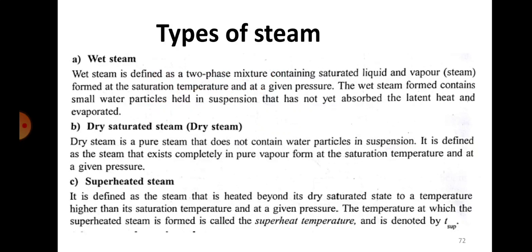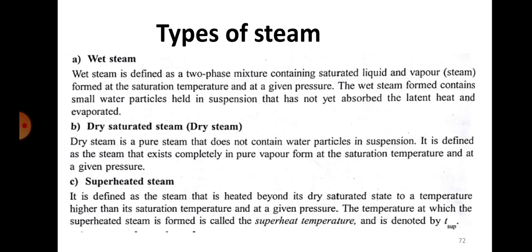Okay, next is dry steam or dry saturated steam. Dry steam is a pure steam that does not contain water particles in suspension. Very simple. So it is a steam which does not contain any water particles in it. Only then you call it dry steam. If it contains even a little bit of water molecules, it's still called wet steam only. Even if it is 90% dry and 10% of water molecules are present in it, it is still called wet steam. The percentage of dryness may be more, but it's still called wet steam. It will be called dry steam only when 100% of the water has been converted into steam.